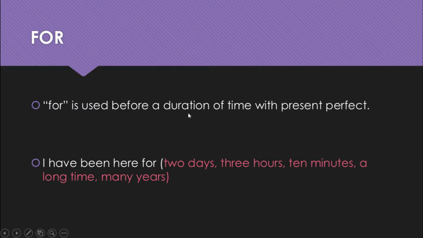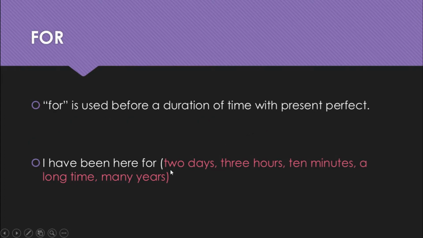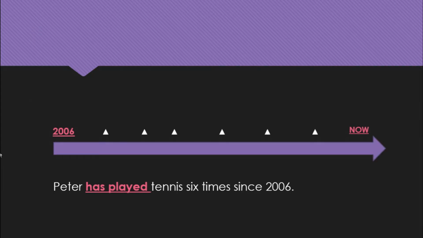Let's look at a couple of duration examples. So look at this example. I have been here for, we have for, so I have to give a duration, not a specific time. In since, I gave you a specific time, right? 2012. This is a specific time. But here, I will give you a duration: 2 days, 3 hours, 10 minutes, a long time, many years, right? I'm not giving you a specific time. I'm not saying on Wednesday or Tuesday, or in 2 hours. I'm giving you a duration of time. All right.